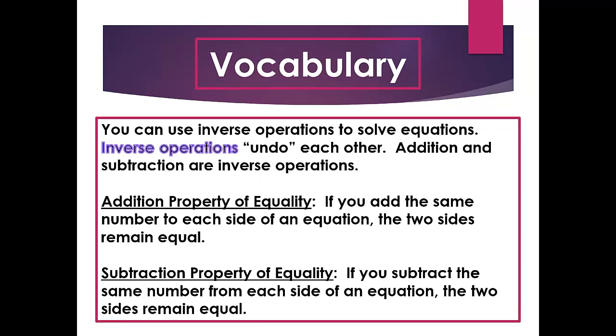You can use inverse operations to solve equations. Inverse operations undo each other. Addition and subtraction are inverse operations. The addition property of equality tells us if you add the same number to each side of an equation, the two sides remain equal. And the subtraction property of equality tells us that if you subtract the same number from each side of an equation, the two sides remain equal.